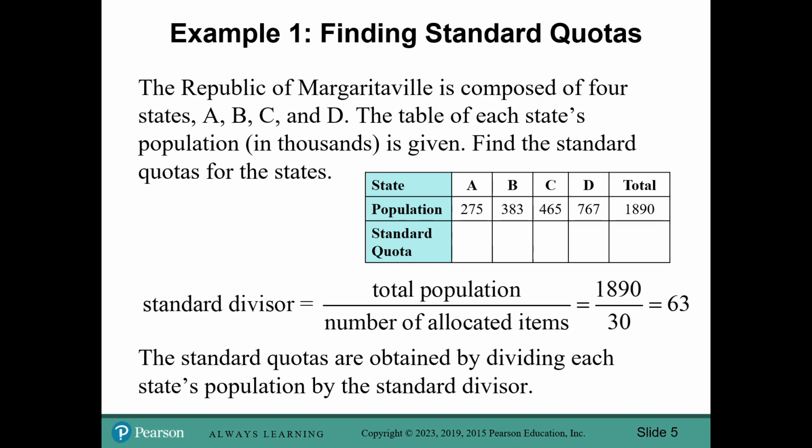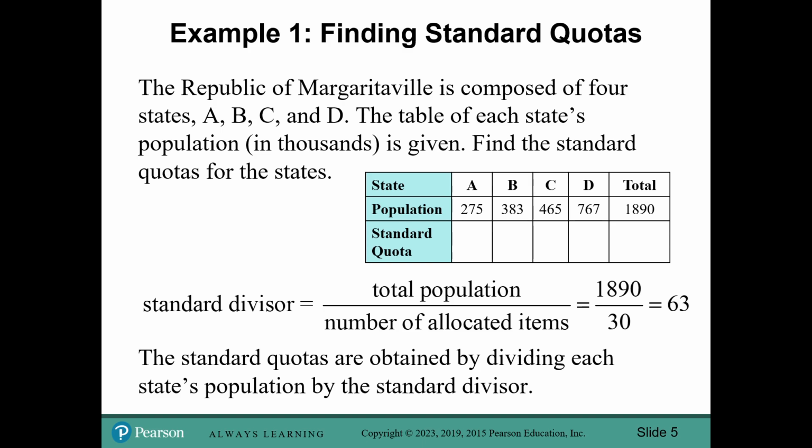So let's look at example 1, finding standard quotas. The Republic of Margaritaville is composed of 4 states, A, B, C, and D. The table of each state's population in thousands is given. Find the standard quotas for the states. So we have state A, B, C, and D in the total. We have a population of 275, 383, 465, 767, and 1,890 respectively for each of those states in the total.